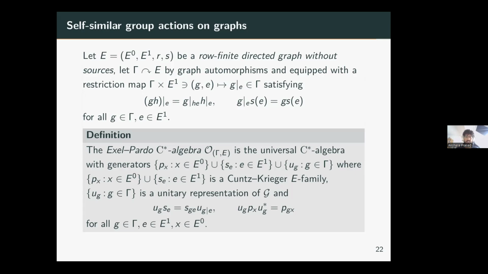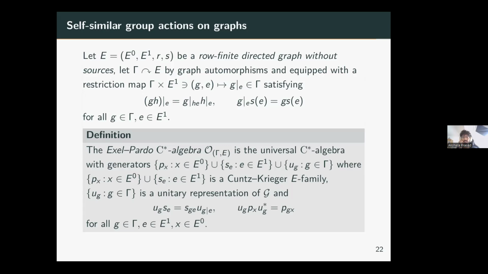And Exel-Pardo actually give a groupoid picture of the C*-algebras that come from this. They use inverse semigroups, and they define a tight semigroup for this action, and from that they get a groupoid. And the Exel-Pardo algebra, which you see here, is actually isomorphic to the groupoid C*-algebra of that.